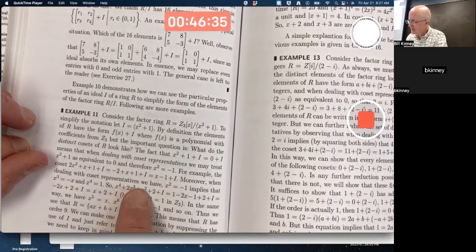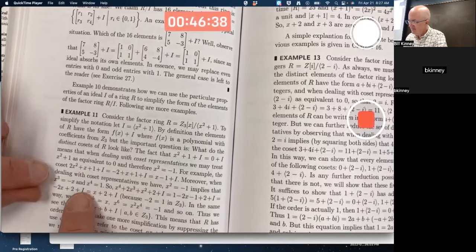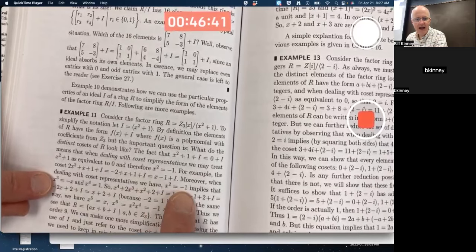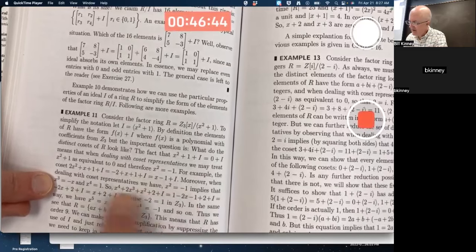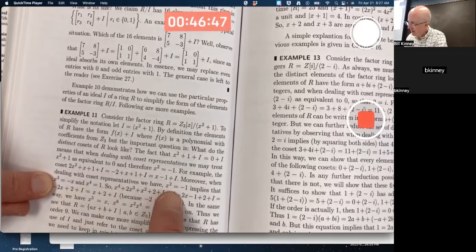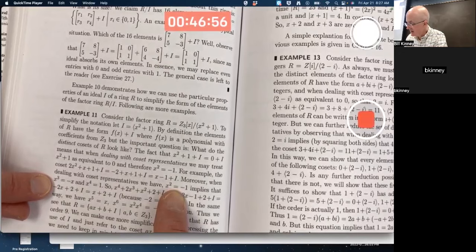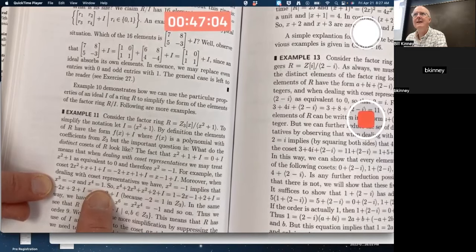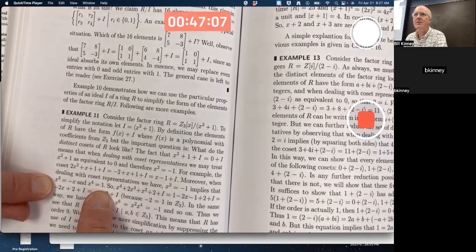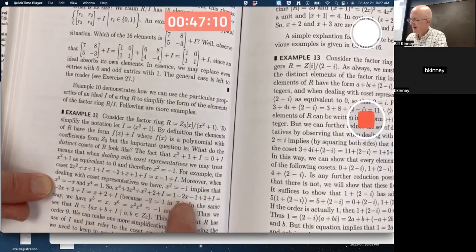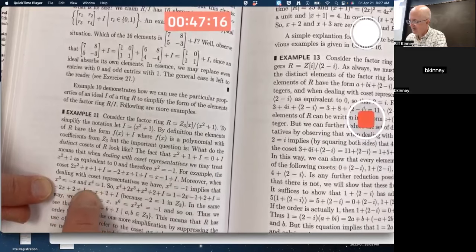Moreover, when dealing with coset representatives, x squared equaling -1 implies, multiply this equation by x, it implies x cubed equals -x, and x to the 4th equals 1, right? Multiply both sides of the equation by x. You get x cubed equals -x. Square both sides. X cubed squared is x to the 6th... rather, x squared is x to the 4th, and -1 squared is 1. Is that right? Well, in ordinary math, -1 squared is 1. Is it in mod 3 arithmetic? -1 squared is the same as 2 squared. 4 mod 3 is 1. Yes, it did work.